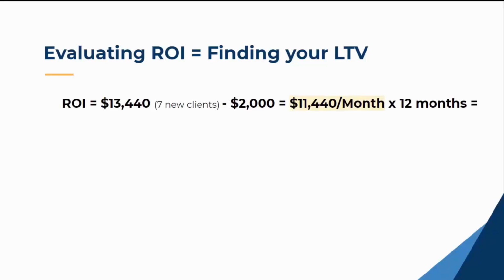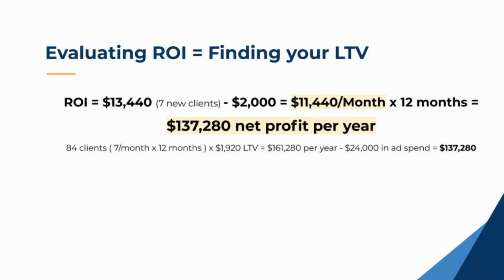So we know the ROI is $13,440 from 7 new clients, minus the $2,000 investment in Google, equals $11,440 per month, times 12 equals $137,280 net profit per year. Okay, that's what we're looking at here in this particular example.